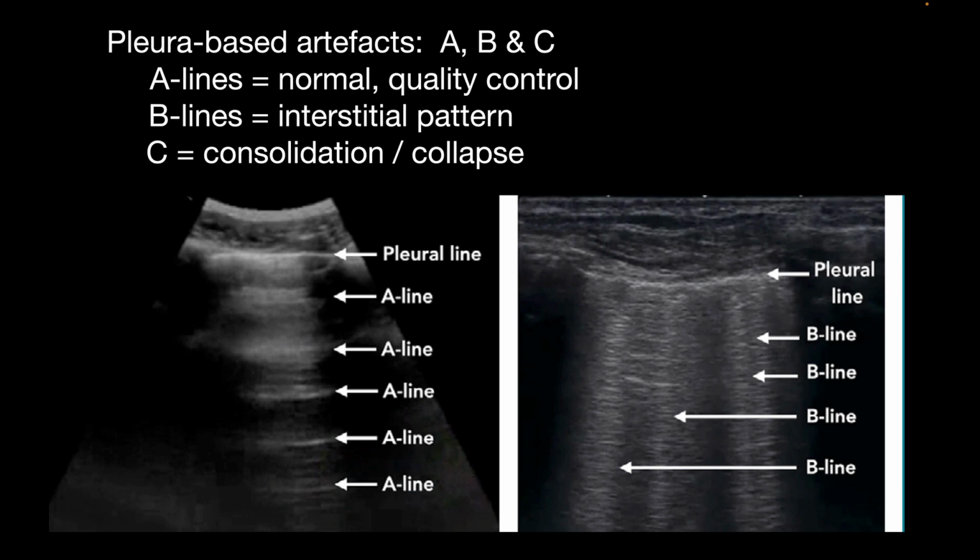Now, B-lines. B-lines are abnormal. So B-lines are vertical reverberation artifacts, and these start at the pleura and they go all the way off the screen.